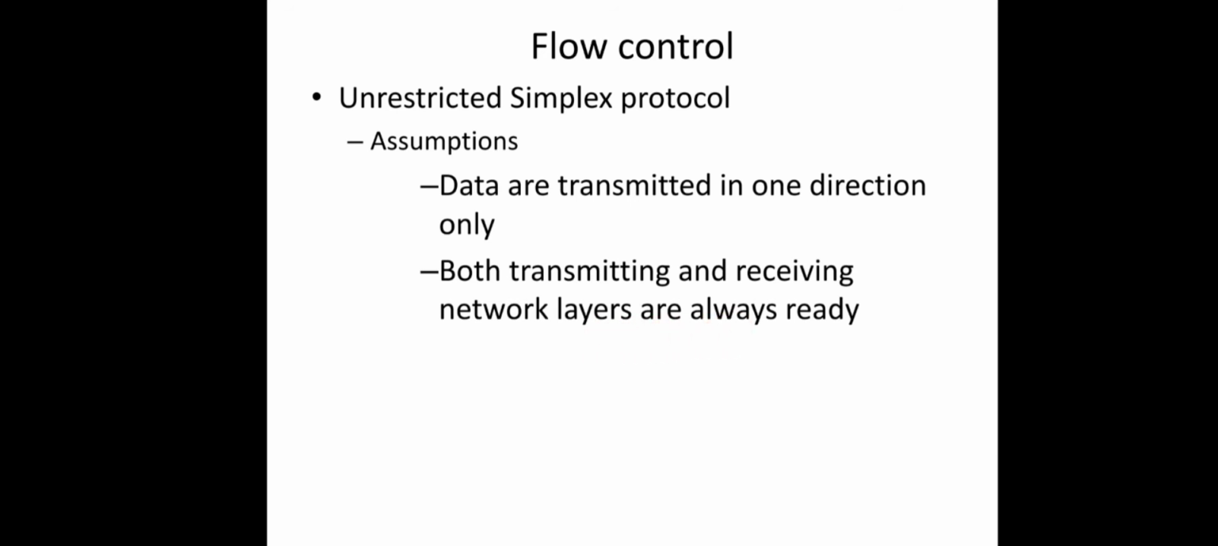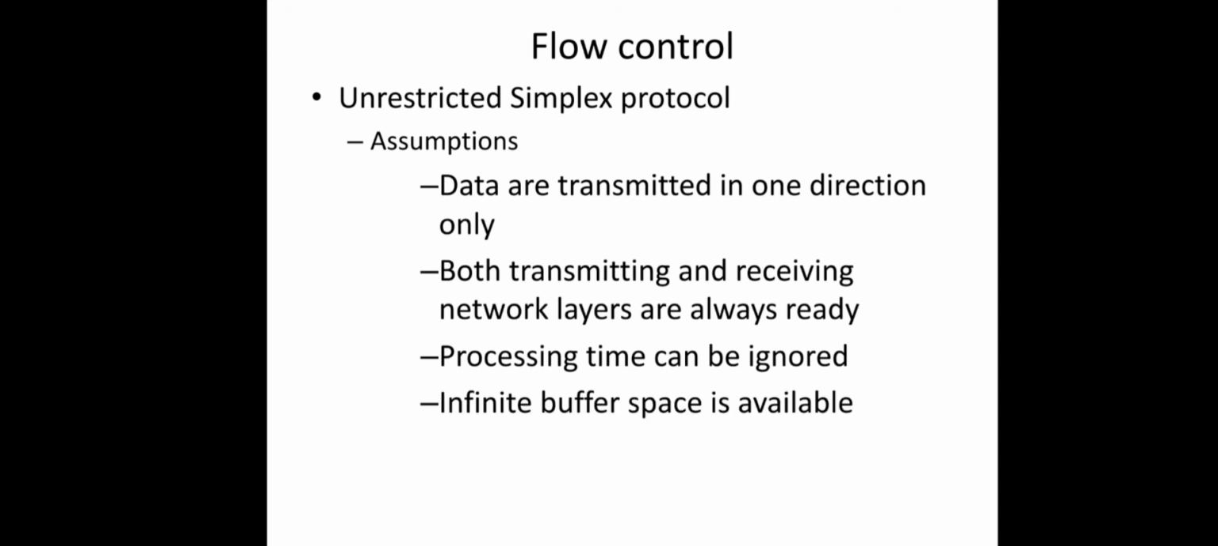So at the sender, it can always get a data packet from the network layer, and the receiver, whenever the data link layer wants to hand over the packet to the network layer, is ready to receive. That is another assumption. And processing time can be ignored. As and when a data frame is received by the data link layer, it can process it with no time. That is another assumption. And infinite buffer space is available. Even though it's quite impractical, we are just assuming that the buffer space is infinite. And also the channel is error free. There is no error in the channel.